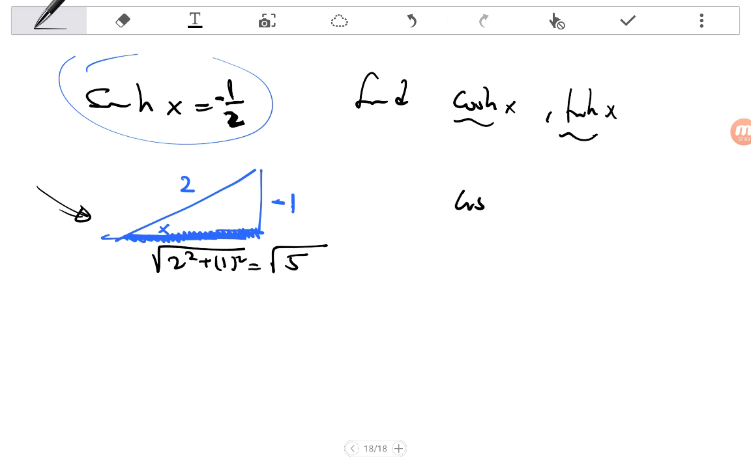Now I need to find the cosine. What is the cosine in this case? Yes, it will be root 5 over 2. Now this is greater than 1. Do you remember? I've told you that the cosh is always a number that is greater than 1. Also, we have the sine. We need to find the tangent. What is the tangent?